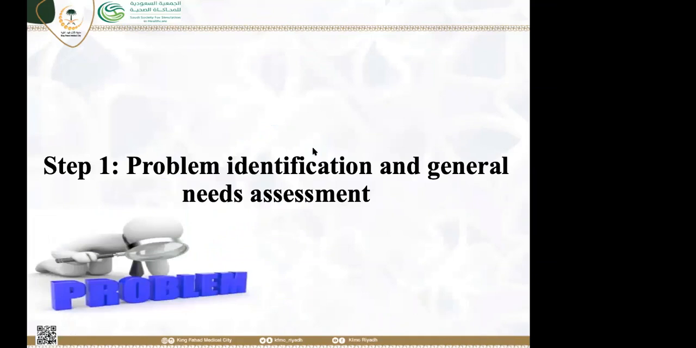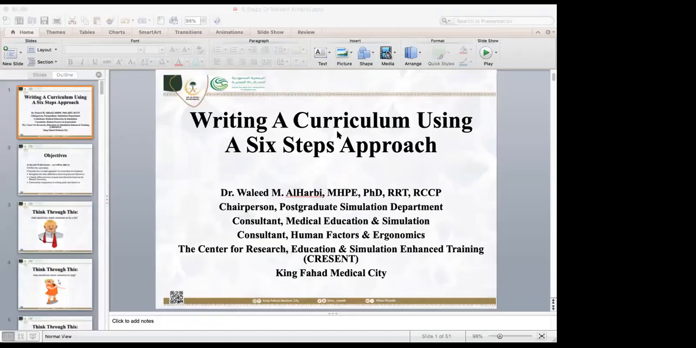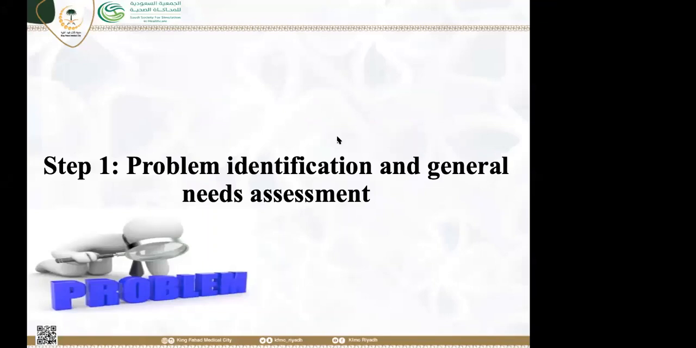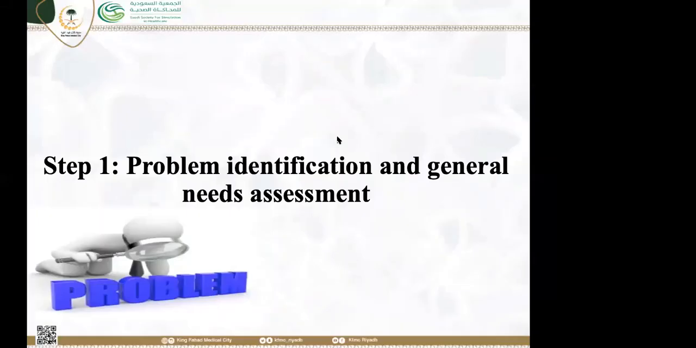Problem identification and general need assessment. What does that mean? As I said before, we have to have a gap. We have to have a reason, a rationale for why we are doing this course. Identifying the problem will help us know the next steps. It means identification and characterization of the healthcare problem that we are planning to solve by conducting a course.